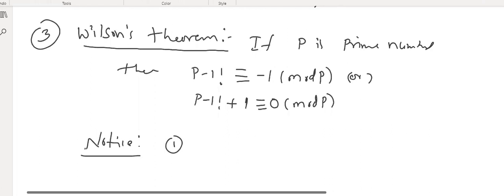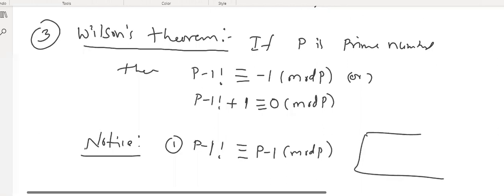(p-2)! becomes... we can also write it like this: (p-1)! is also, it is also -1, right? And -1 we can write as p-1 modulo p. I told you this at the start. This is the concept: -1 is always congruent to p-1 modulo p.